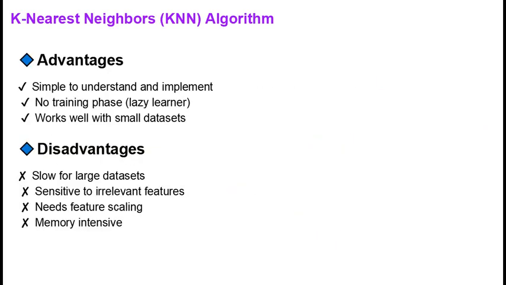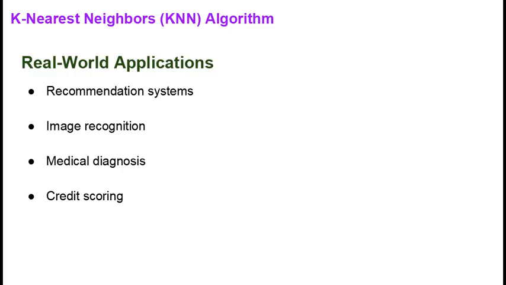This is the real world application. KNN is widely used in many real world applications such as recommendation systems like suggesting movies, image recognition, medical diagnosis, and credit scoring in banking. These applications show its practical importance.